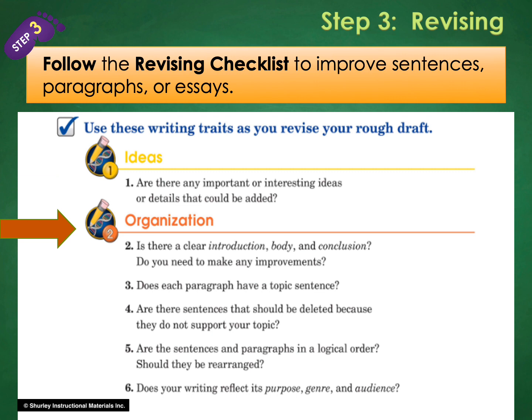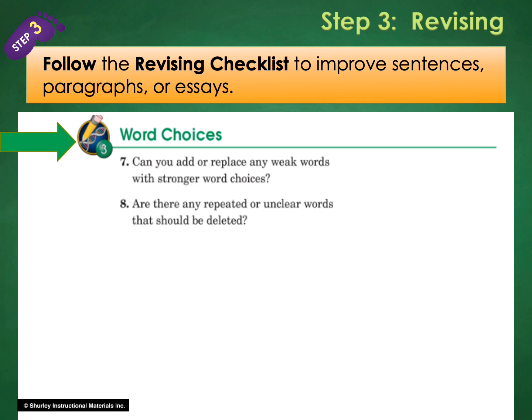Then they will check for any needed improvements in the organization of their writing. Students will learn to make sure they have a clear introduction, body, and conclusion with a topic sentence in each paragraph. They will learn to check to see that all of their details support their main ideas with logical order. Students will also learn to make sure that their writing is appropriate for their purpose and audience. Next, students will turn their attention to their word choices and learn to replace any weak words with more precise ones. They will also check to make sure their writing makes sense.